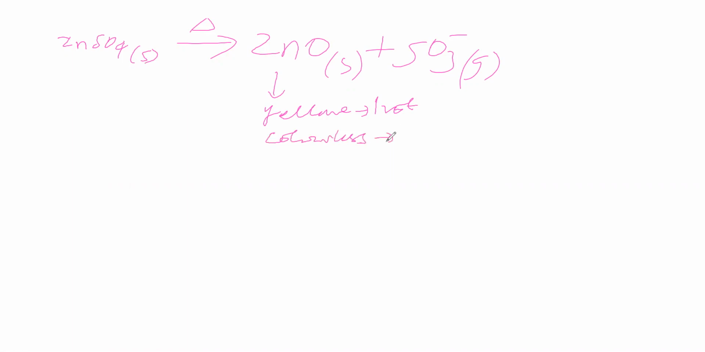Colorless in cold condition. Zinc oxide is yellow in hot and colorless in cold. So these are the observations we have to see in the dry heating test. So in the dry heating test, what are the things we have to observe?